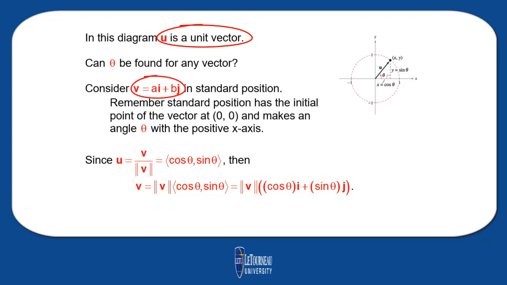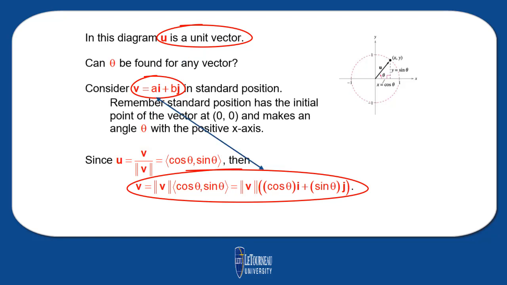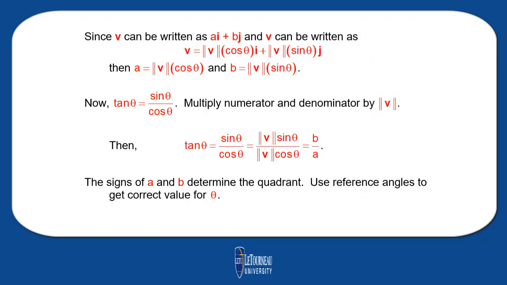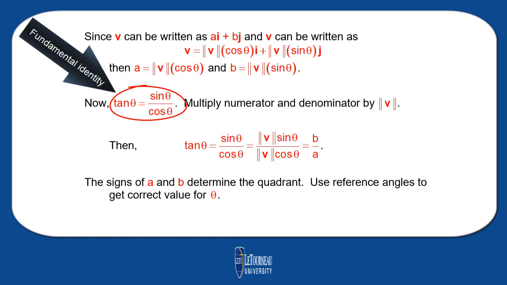Consider v equals ai plus bj in standard position. Since u is equal to v over the magnitude of v, and that is equal to (cosine theta, sine theta), then v is the magnitude times the vector, and we can expand it into the i and j components. Since v can be written as ai plus bj and can be written as the magnitude of v times cosine theta in the i plus magnitude of v times sine theta in the j, we've got what you see there.